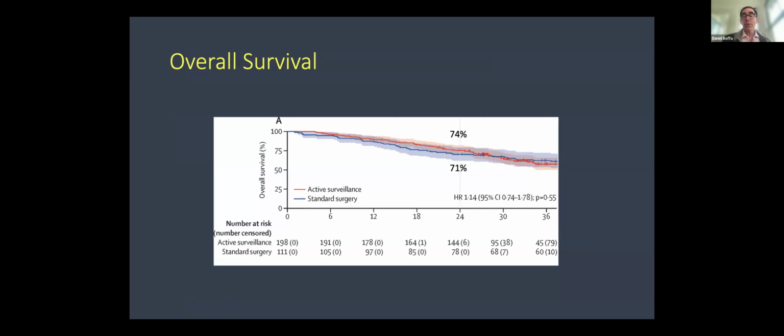And when you look at overall survival, this was their endpoint. 74% of the active surveillance patients were alive at 2 years, and 71% of the standard surgery patients were alive. And so this is encouraging that there are people who can be actively surveyed. But I think the real interesting thing is what happened to these different patients as they went along.